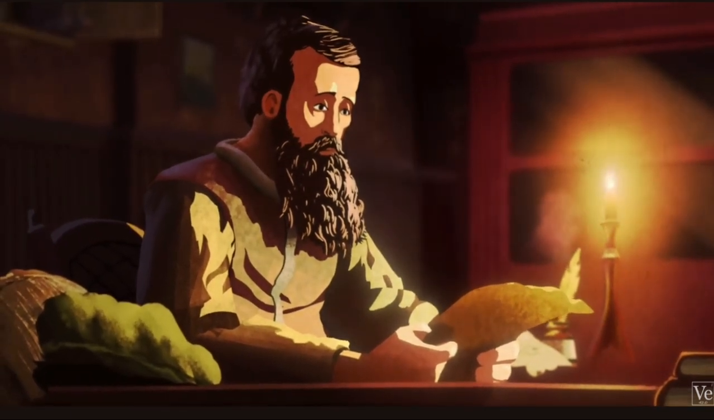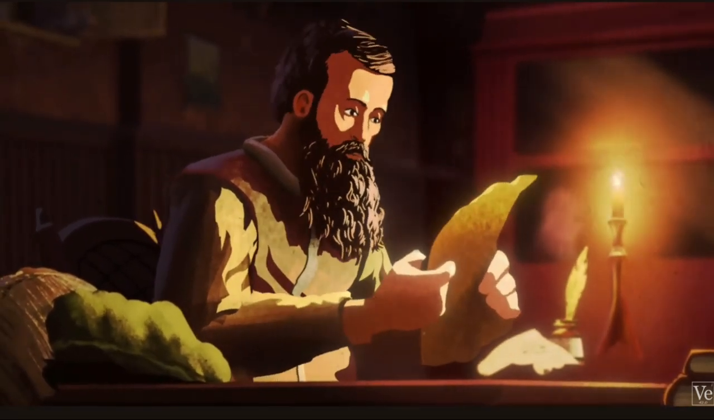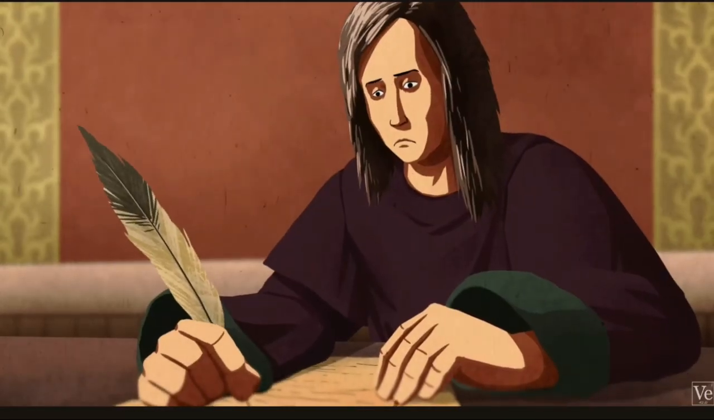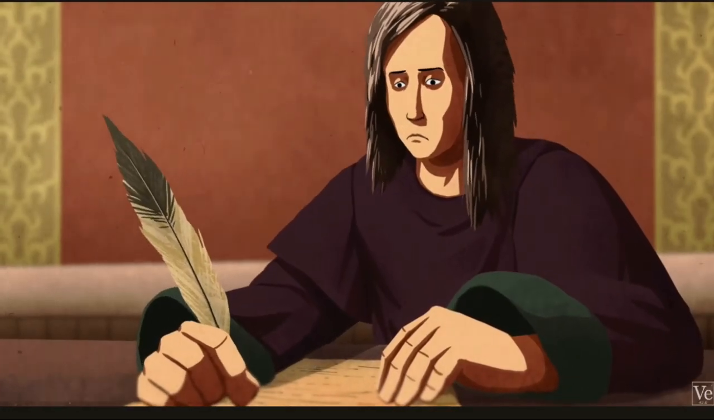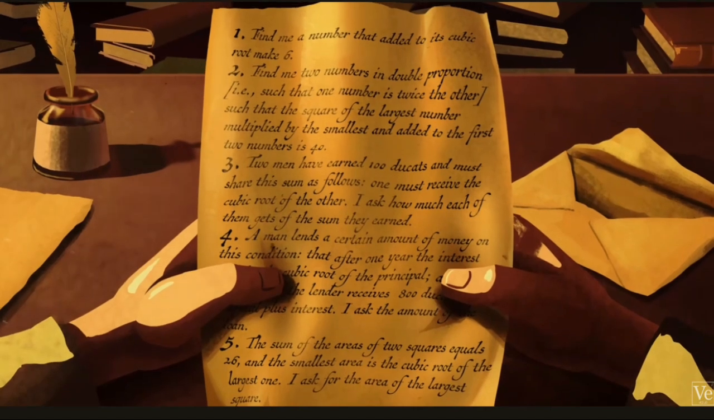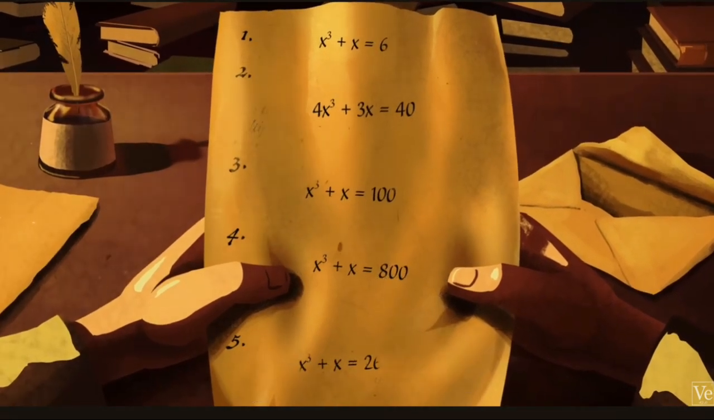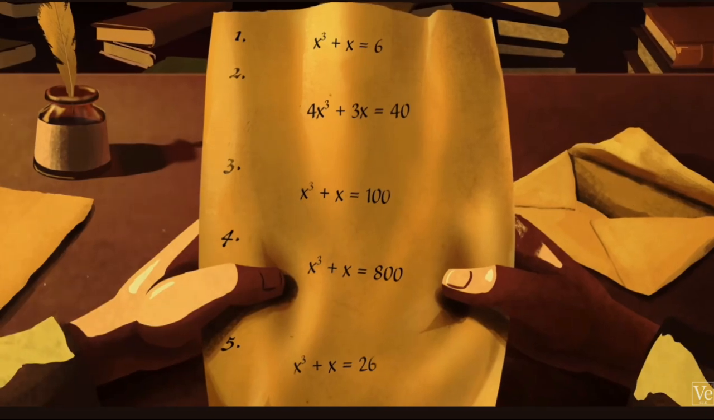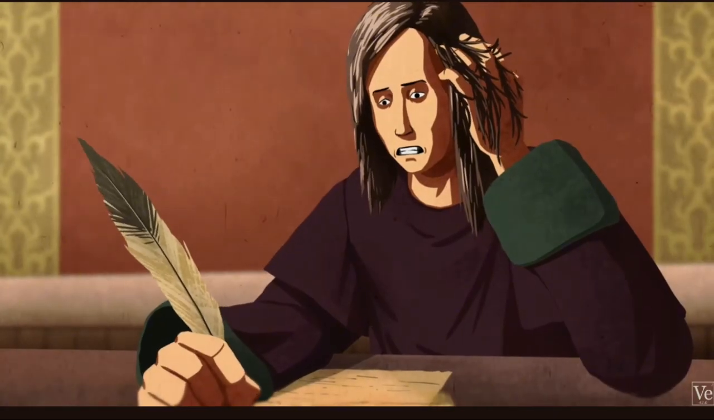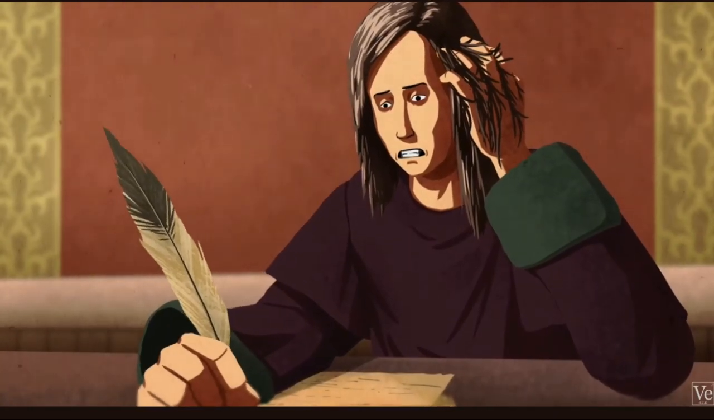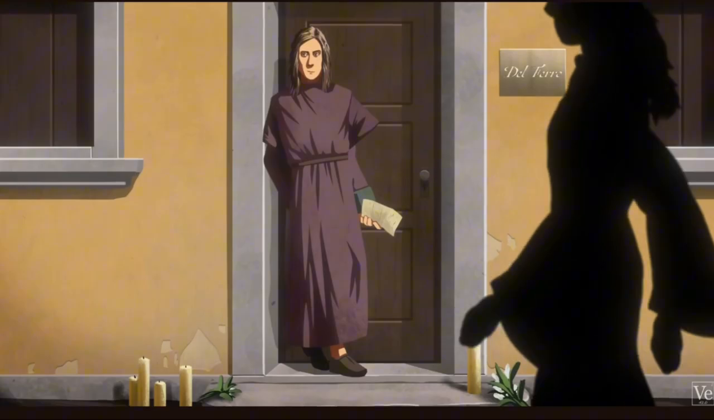As is the custom in the challenge, Tartaglia gives a varied assortment of 30 problems to Fior. Fior gives 30 problems to Tartaglia, all of which are depressed cubics. Each mathematician has 40 days to solve the 30 problems they've been given. Fior can't solve a single problem. Tartaglia solves all 30.